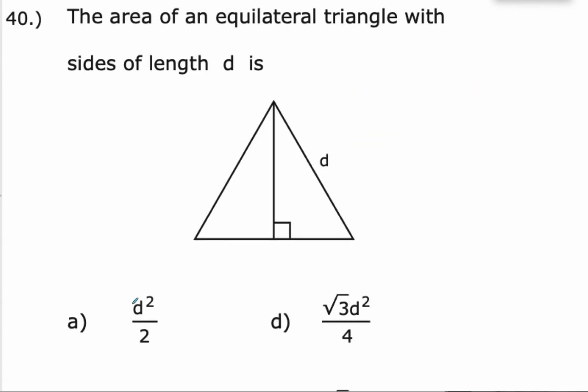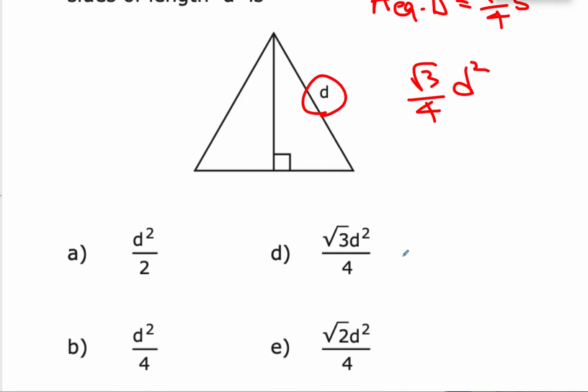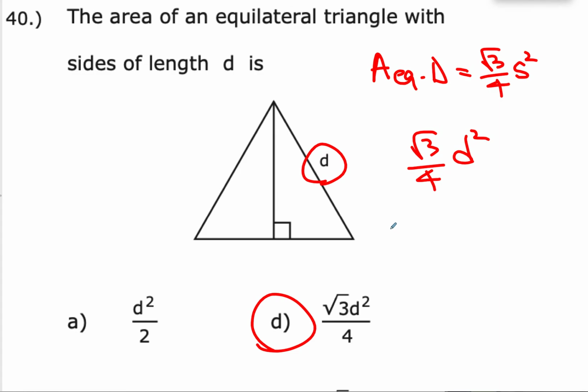All right, let's look at number 40. The area of the equilateral triangle with side length of D is. Now, this one, I want you to just memorize. The area of an equilateral triangle is radical 3 over 4 side squared. If you remember that, in place of S, I have D here. So my answer is radical 3 over 4 D squared. That's what I'm looking for. I see that the only possible answer will be choice D. So D becomes my answer.